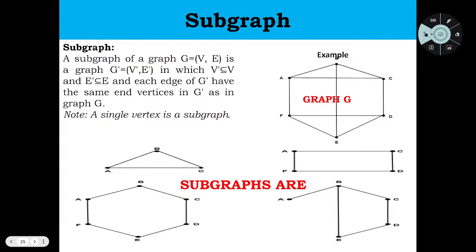A graph G of V comma E, a part of a graph is called a subgraph. Example, put this one, put these diagrams.